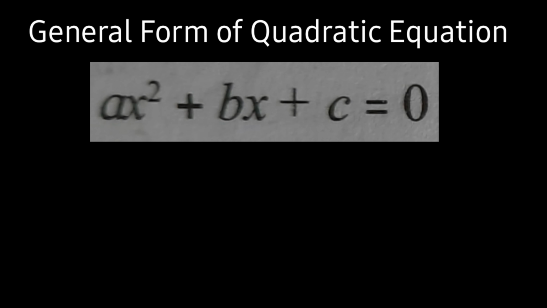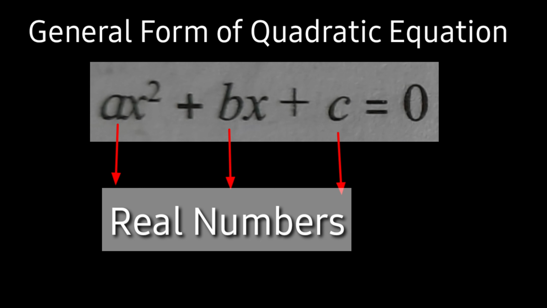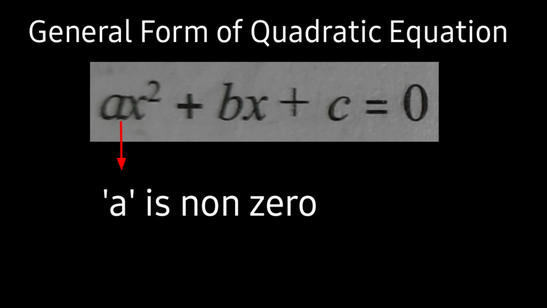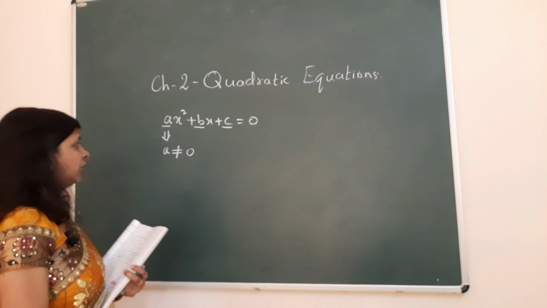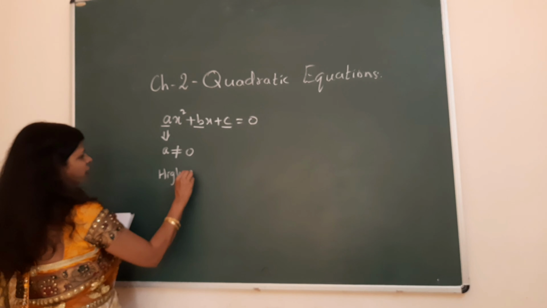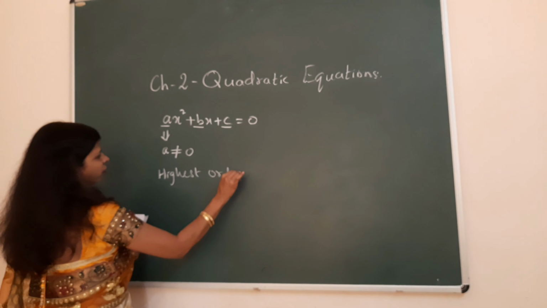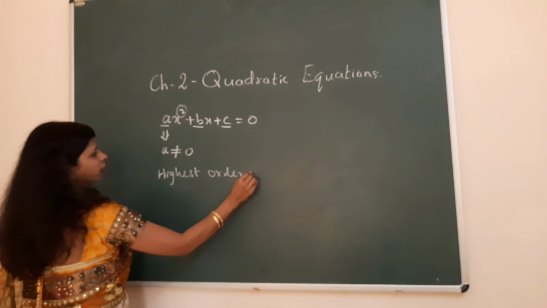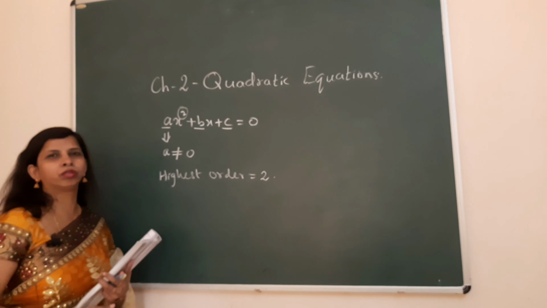This is said to be a general form of equation where a, b and c are real numbers, and the most important part of this is that a should not be equal to 0. Second thing is that the highest order, that is this one, should be equal to 2.